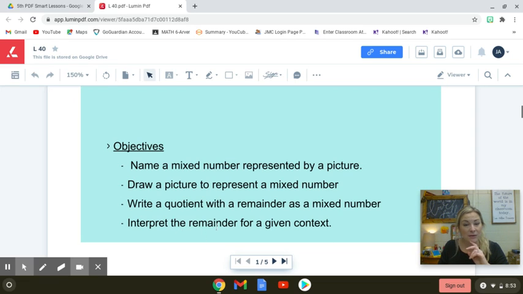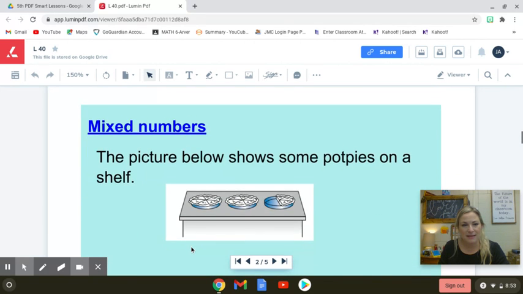And then interpret the remainder for a given context. So always considering, what does your remainder mean? I gave this example a few weeks ago where I said you can't have like part of something. If you're doing like a story problem, for example, and it's about boats and you're deciding how many boats you're going to send out on the water, you can't have like 3 remainder 2 boats. You would just have to send 1 more boat. You have to kind of consider the remainder for a given context. Anyway, let's go ahead and take a look at this next slide.